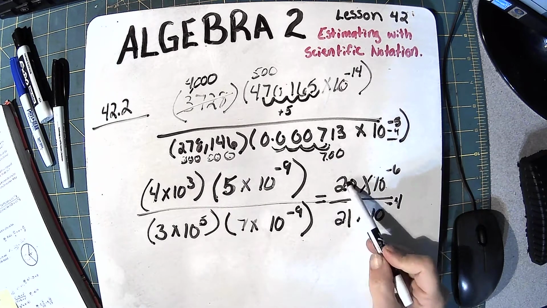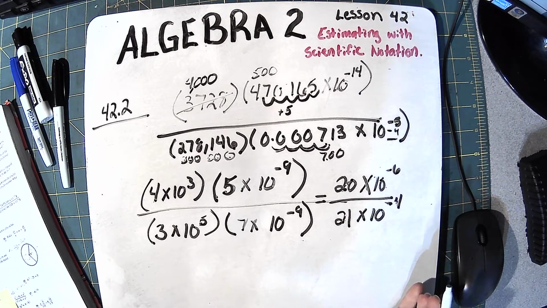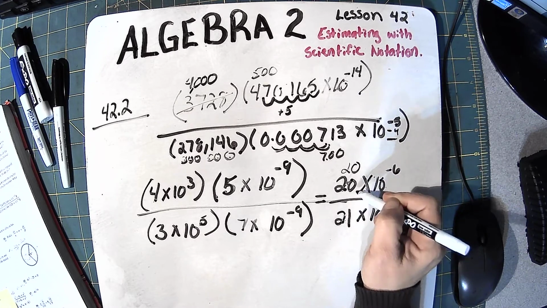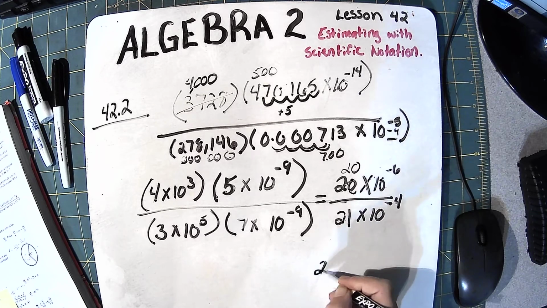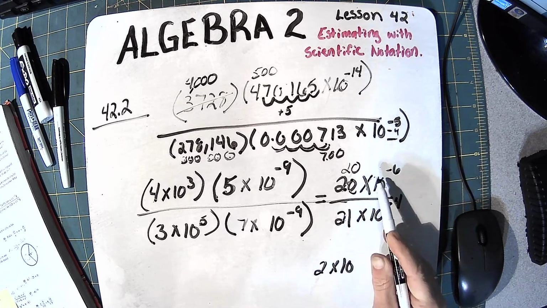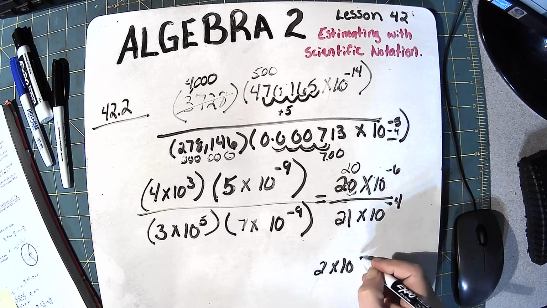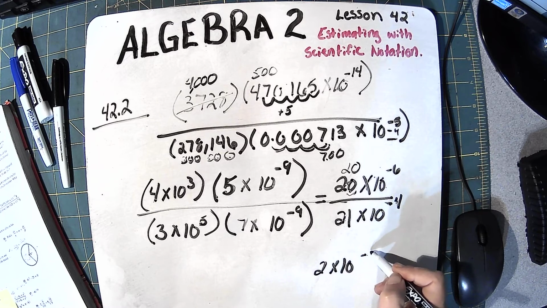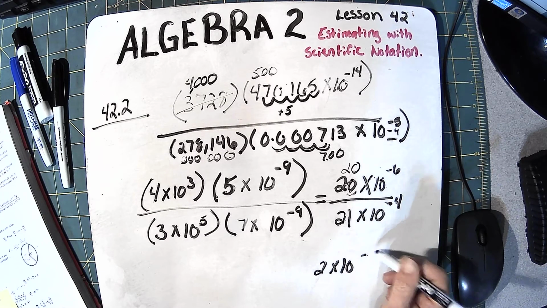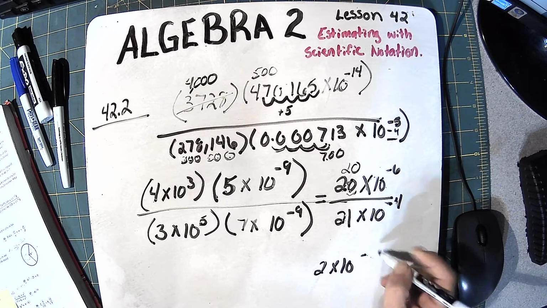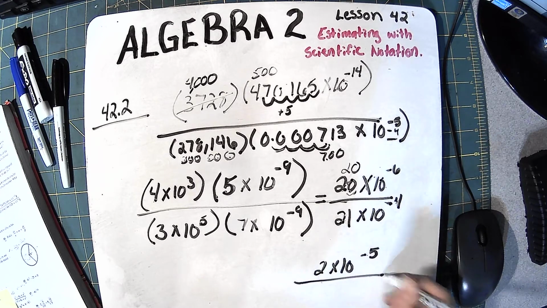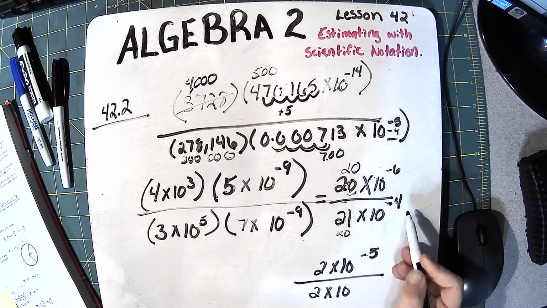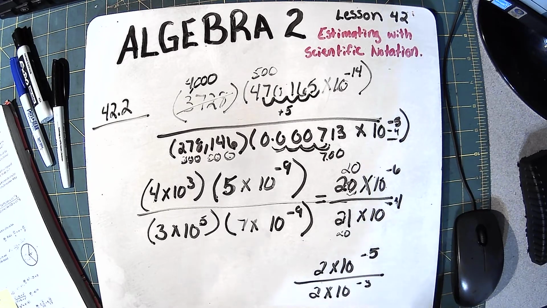And then we're just going to estimate this. 20 over 21. We're going to say this is about 20, right? We're going to move it back, and we're going to get 2 times 10 to the, we moved it 1, so that would be negative, let's see, positive 1, negative 6, would be negative 5, over, this is about 20, so 2 times 10 to the negative 3.